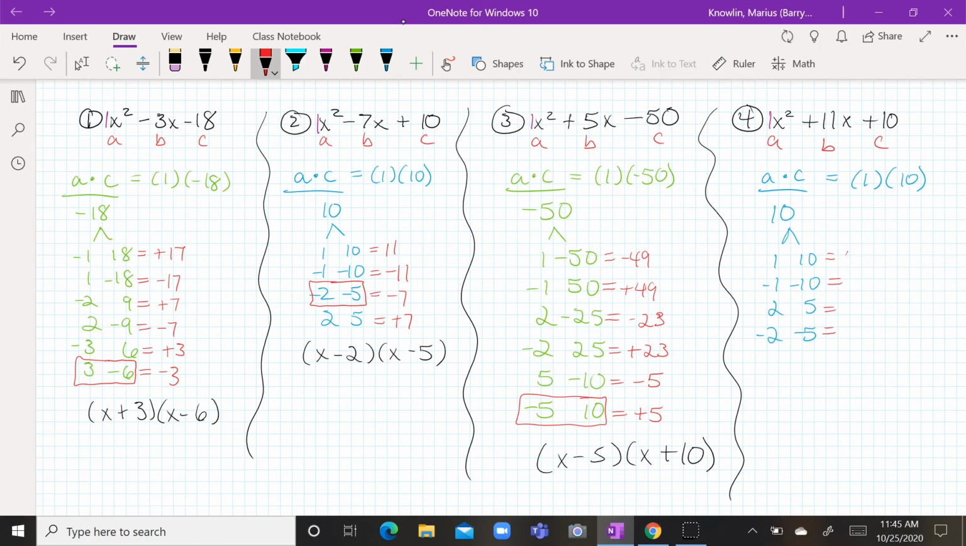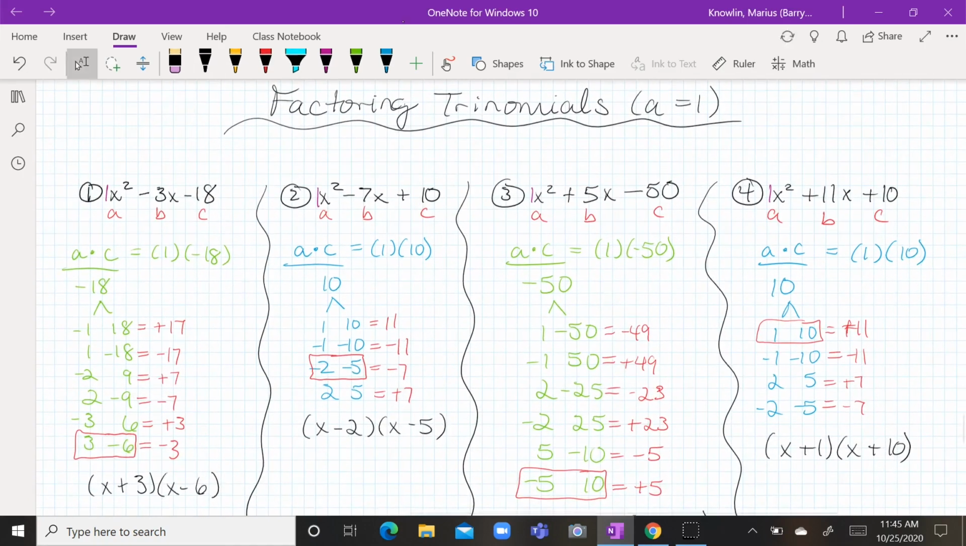Now when we add them, this is positive 11, that's negative 11, positive 7, negative 7. We want the ones that make positive 11, which is the positive 1 and the positive 10. So that's going to give us x plus 1, x plus 10. And that is one method and one strategy for factoring trinomials.